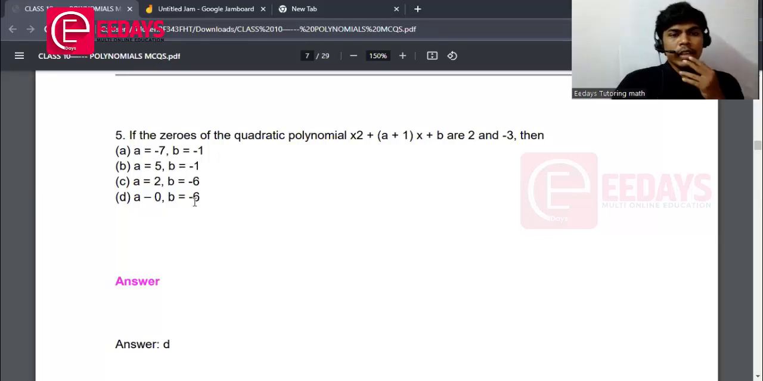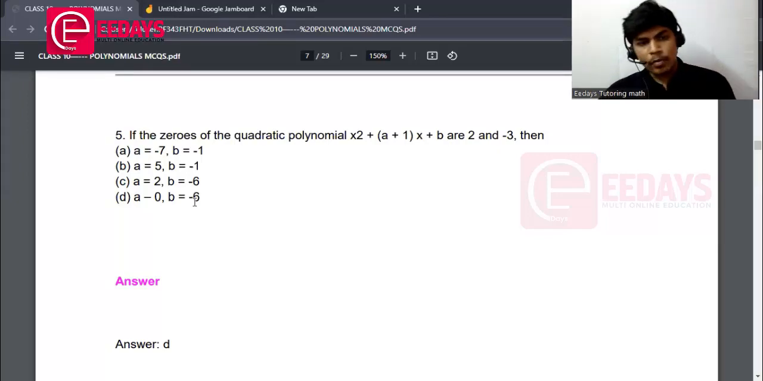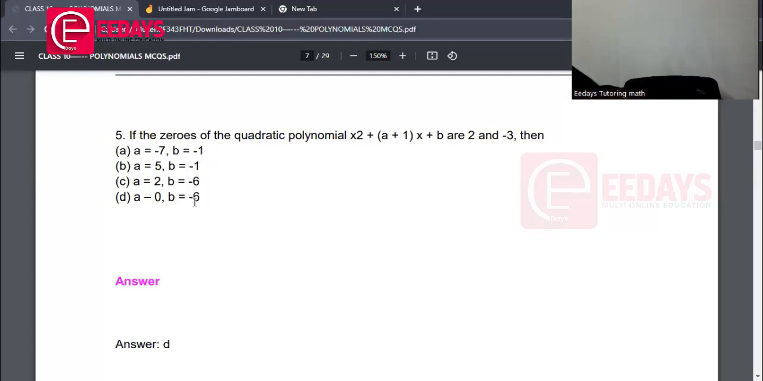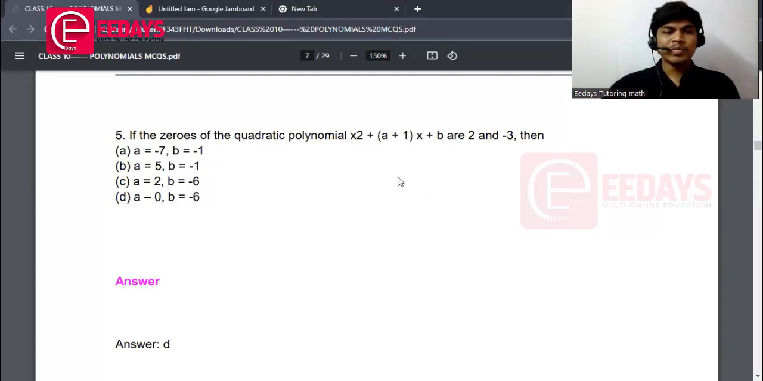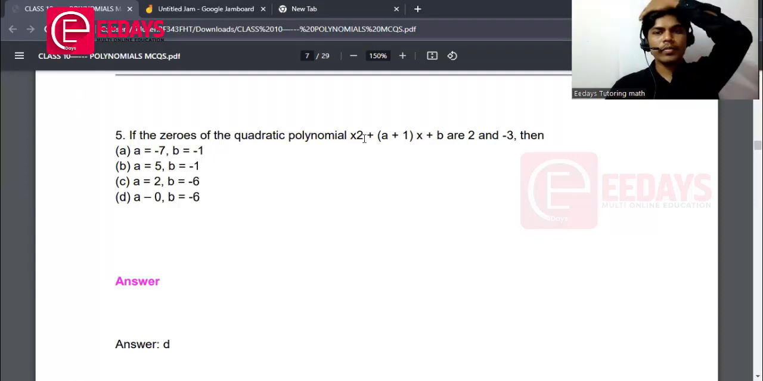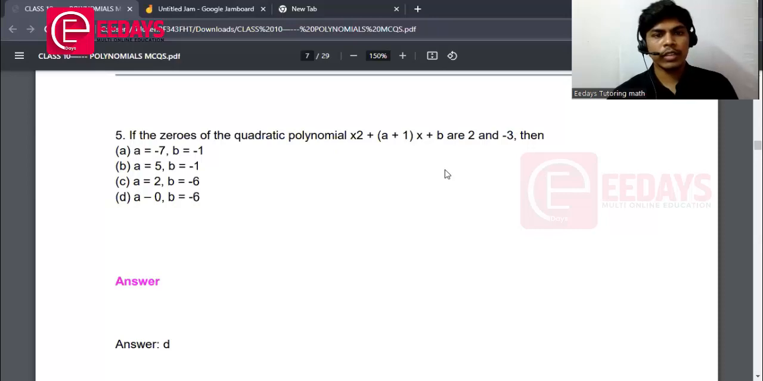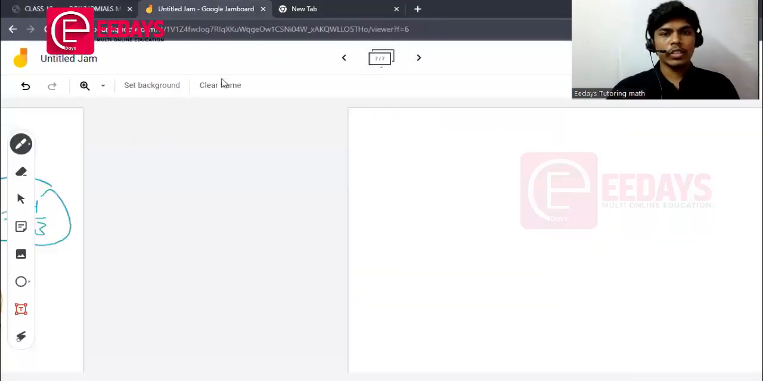Okay. Fifth one: if the zeros of the quadratic polynomial x square plus (a plus 1) into x plus b are 2 comma minus 3, then find the values of a and b. This is a new model. Previously they gave one of the zeros as -2 or 5, and we have seen that type of question. But here they gave both zeros. Let us substitute over there.